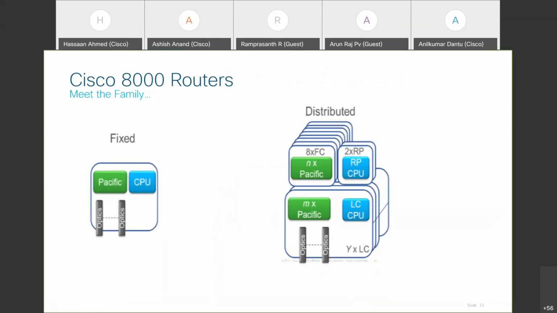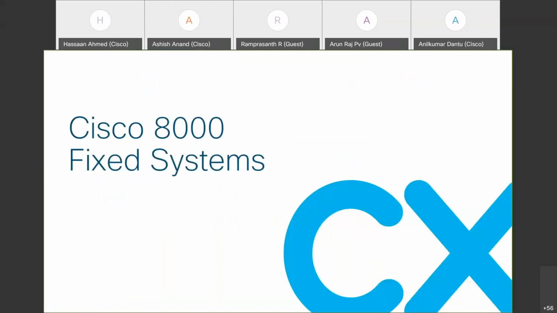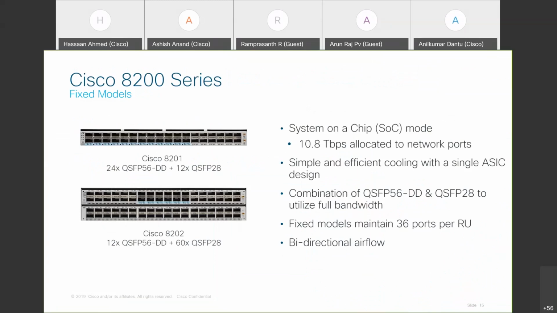Okay. Now let's go to each of the products. We'll have an overview of each individual product. We'll start with the fixed system. As I mentioned, the fixed systems will start with the 8200 series. So right now we have 8201 and 8202. Though they are 2 different platforms, they have a single NPU in them. There is only one Cisco Silicon ASIC in both of these platforms.